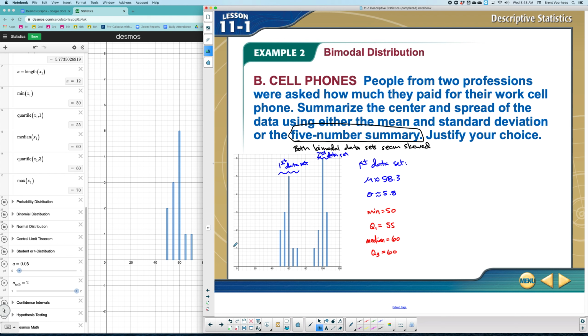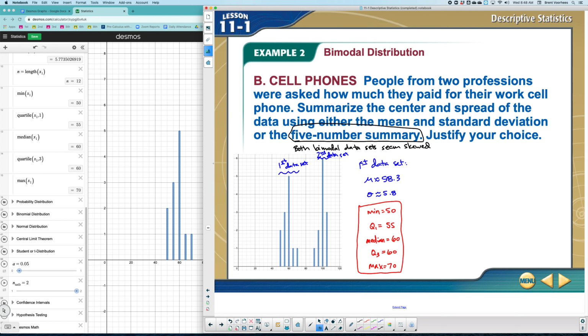9 values are 60 or less, and the maximum is 70. It means the highest value on here, that's 60, 65, 70. The highest value is 70. This would be the five-number summary.